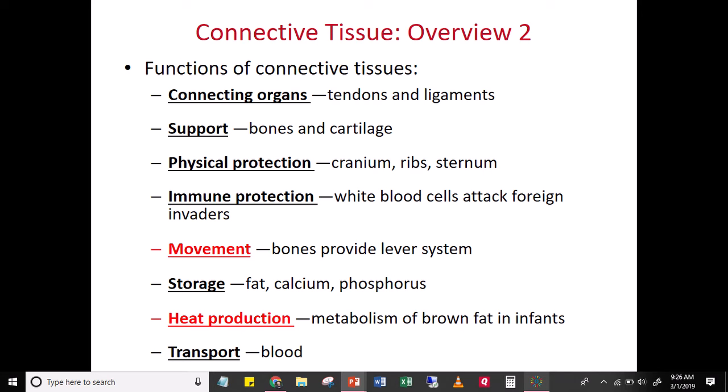We can use connective tissues to make heat. And when most people think of making heat in our bodies, they think of skeletal muscles, moving the muscles to make heat. But we can also make heat with a special kind of fat. And this special kind of fat that makes a lot of heat for us is called brown fat.